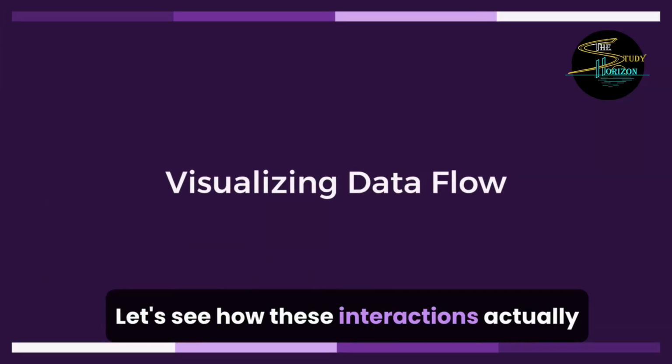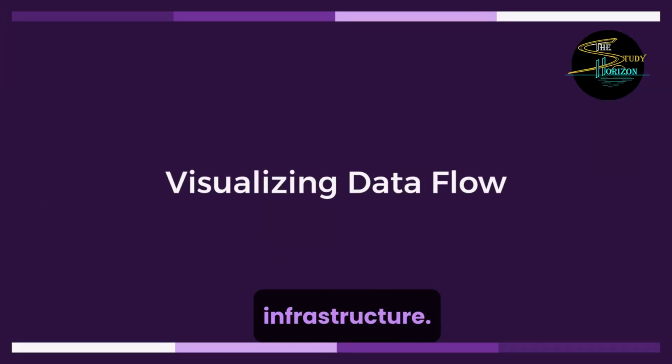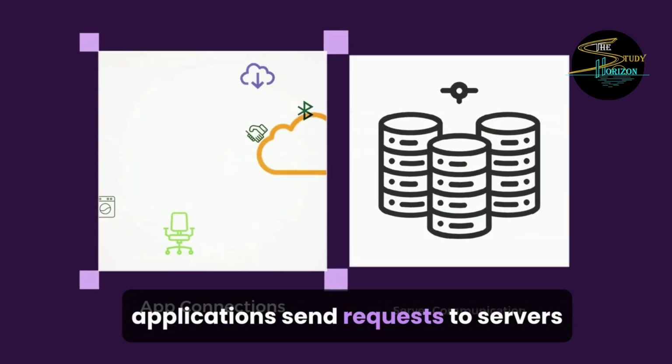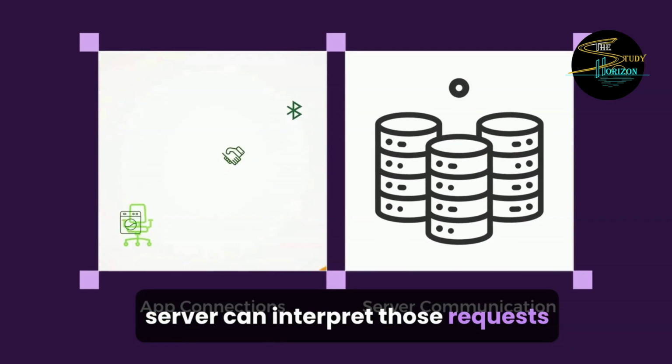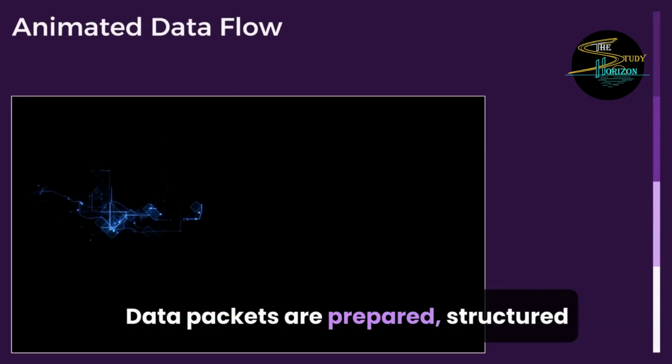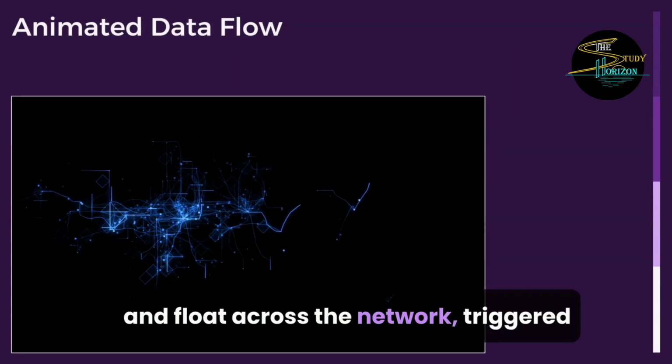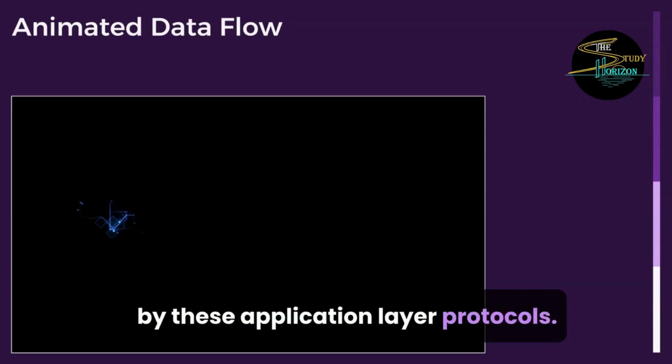Let's see how these interactions actually move data through the network infrastructure. Applications send requests to servers, and the application layer ensures the server can interpret those requests correctly. Data packets are prepared, structured, and flowed across the network, triggered by these application layer protocols.